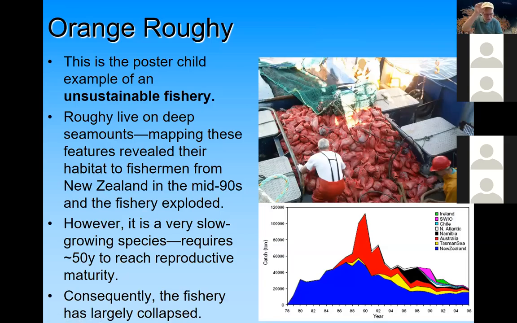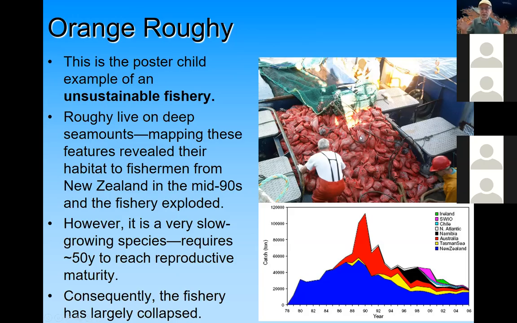Well, I talked about this issue of fish populations, how the unexploited population responds to fishing and what happens. I want to give another example of a fish population that's crashed, and this is the fish called orange roughy. Orange roughy, there's a big picture of them here.